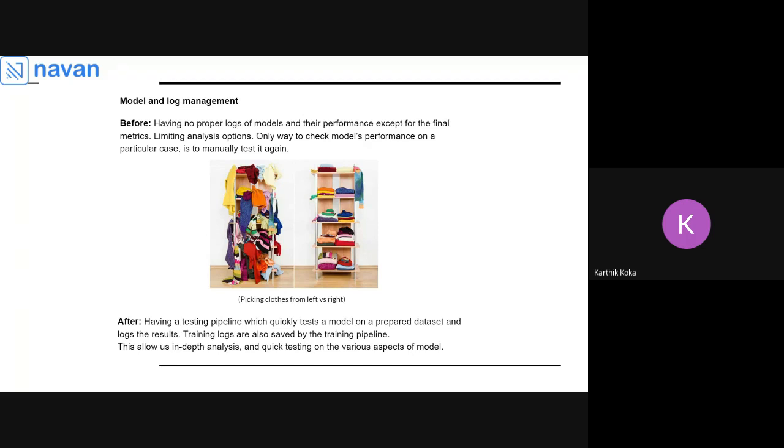But once the training and testing pipelines were built, the testing pipeline would automatically take the data sets, test the model, and log all the results. Since the training logs are also saved by the training pipeline, it gave us access to all the information during training, and we could do in-depth analysis of the various aspects of the models, which cases they are good for and which they are not. And we could also do quick testing whenever required.